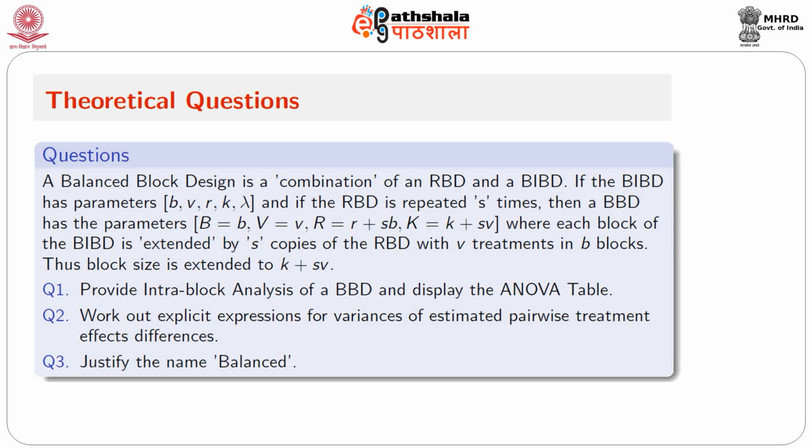So, from this there are three questions. The first one is we need to provide intra-block analysis of a BBD and display the ANOVA table. The second one is we need to work out explicit expressions for variances of estimated pairwise treatment effect differences, and for the third one we need to justify the name balanced here.